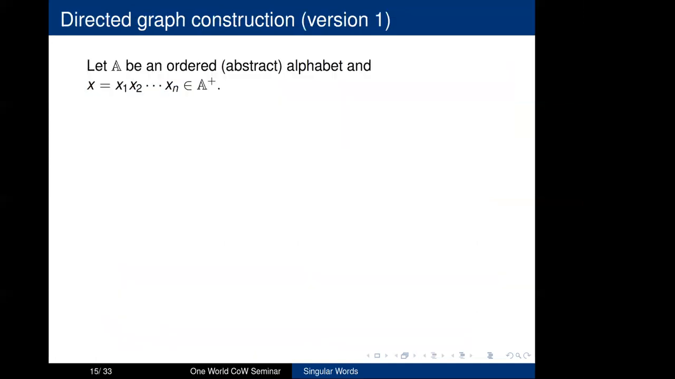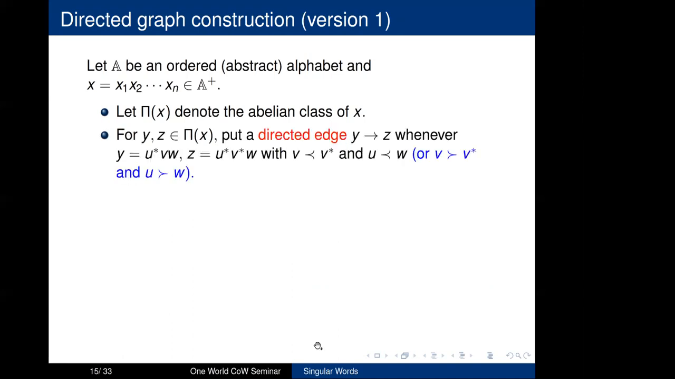This is all I want to say in this next slide: you can do this more generally, even if the xi's are not made up of positive integers. If you have an ordered abstract alphabet, you take a word X, you look at its abelian class, so all permutations of X. You take two words Y and Z in the abelian class of X. You put a directed edge from Y to Z whenever Y looks like U star V W, and Z is obtained from Y by reversing the V. So Z looks like U star V star W. And the inequalities between V and V star and U and W are the same. So V is less than V star, then U is less than W, or V is bigger than V star, then U is bigger than W. So each abelian class can be given the structure of a directed graph.